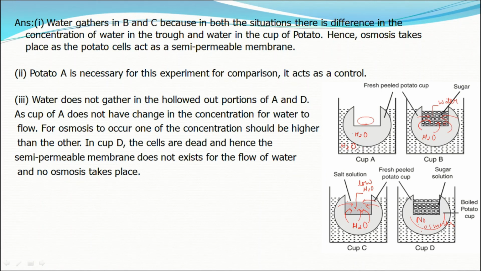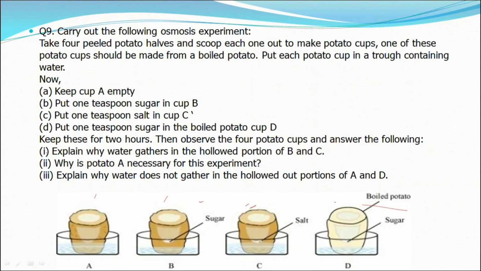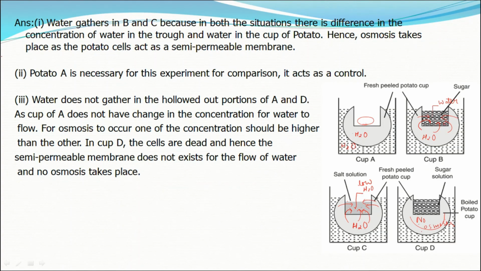So our first question is, explain why water gathers in the hollowed portion of B and C. So our answer is, water gathers in B and C because in both the situations there is a difference in the concentration of water, and that's why osmosis takes place.